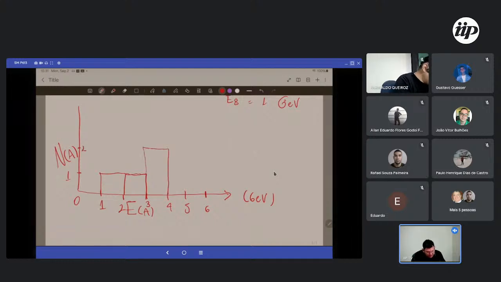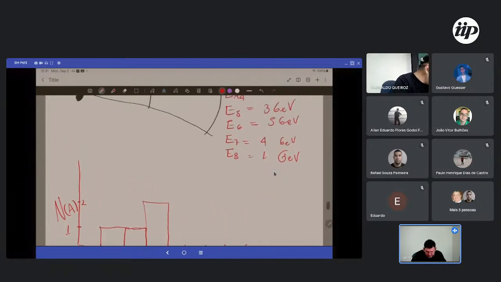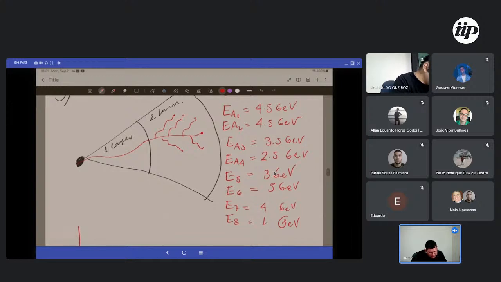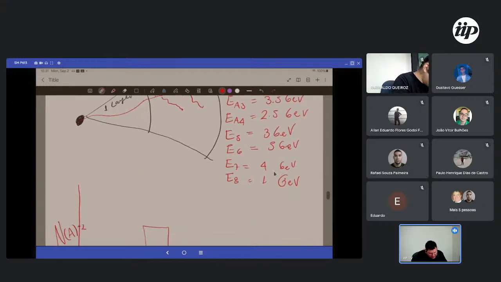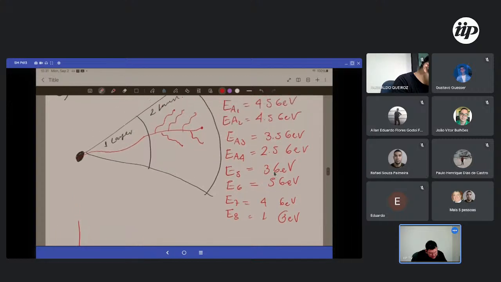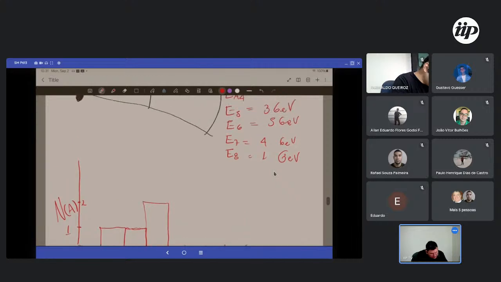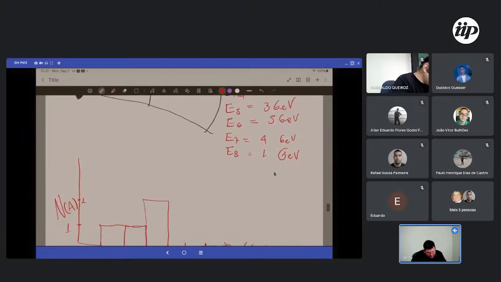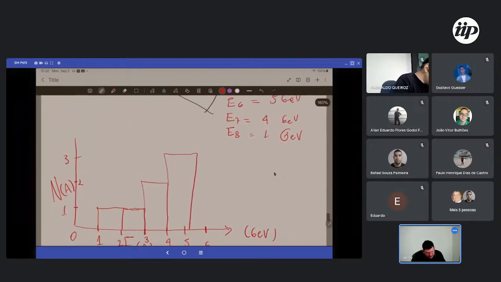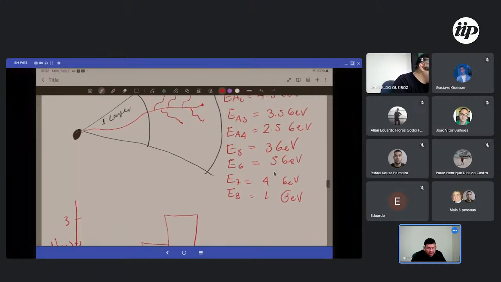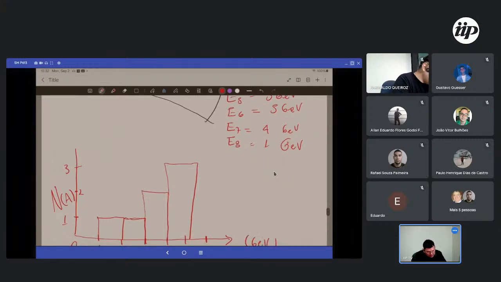And we have photons between 4 and 5. Yes, we have 3 photons. We have the photon number 1, and then the photon number 2, and yes, the photon number 7. So we have 3 photons. Okay, and we have photons between 5 and 6. We have only the 6th photon. That is only 1 photon.